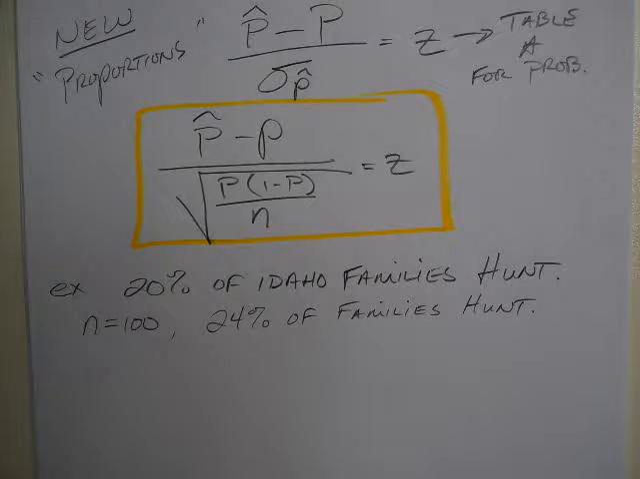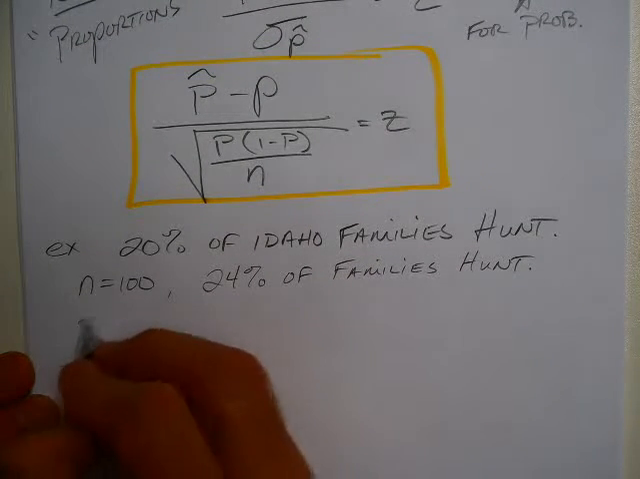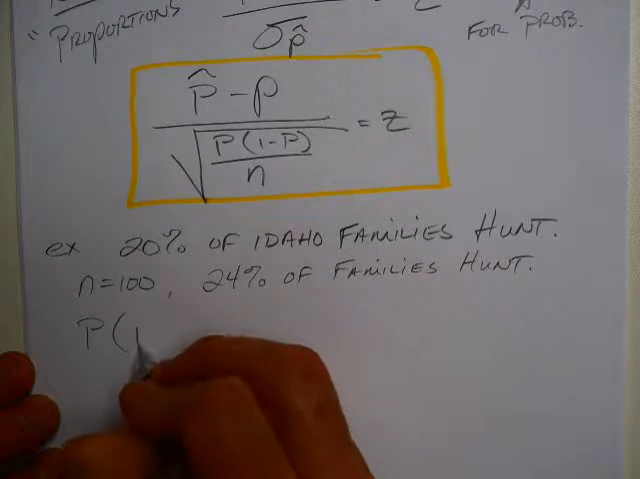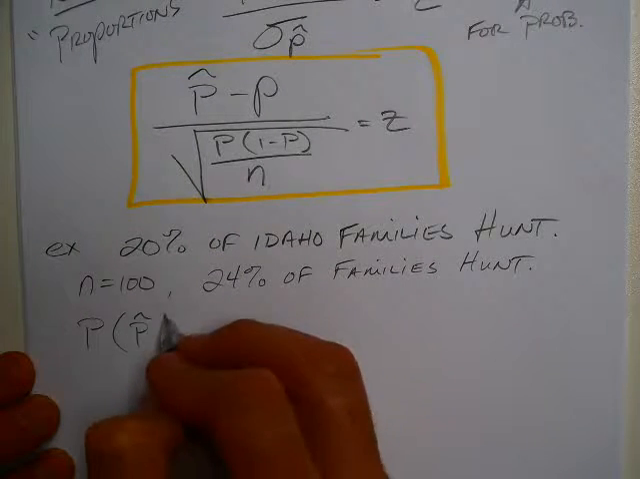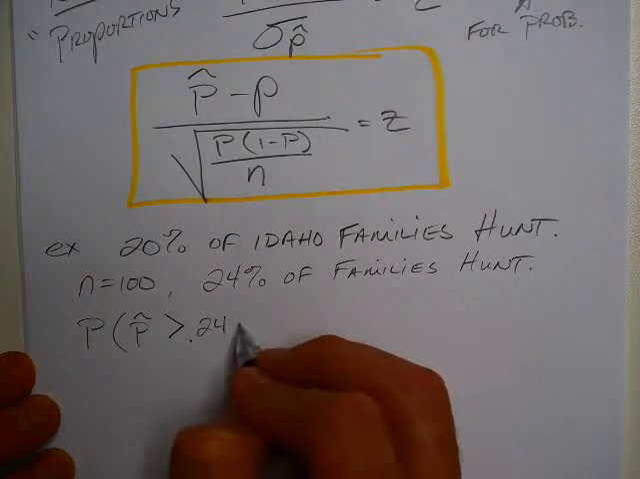So what if I want to know what's the probability that a sample of size 100 would give me 24% or more as a number of families that hunt? So what's the probability p hat is greater than 24%?